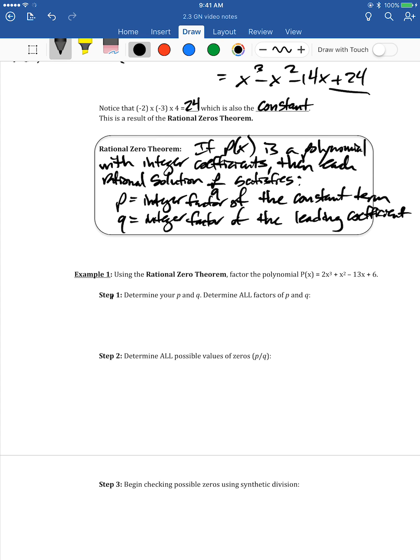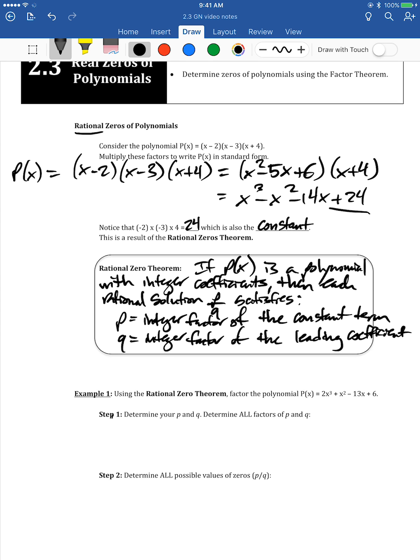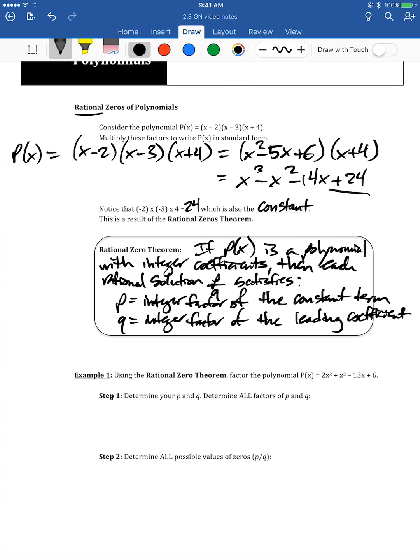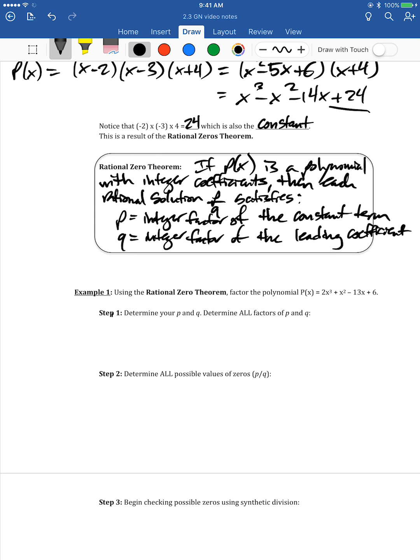First, p is an integer factor of the constant term of our polynomial. So in the case above, our constant term was positive 24. So p is any integer factor of that term, whether that's a 3, because 3 times 8 is 24, or that's 24, because 1 times 24 is 24. You get the idea. And q is an integer factor of the leading coefficient of this polynomial. So this polynomial had a leading coefficient of 1, so q is just 1 or negative 1, because we could have negative 1 times negative 1.